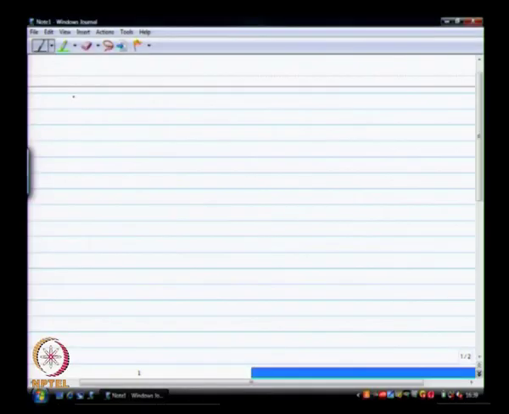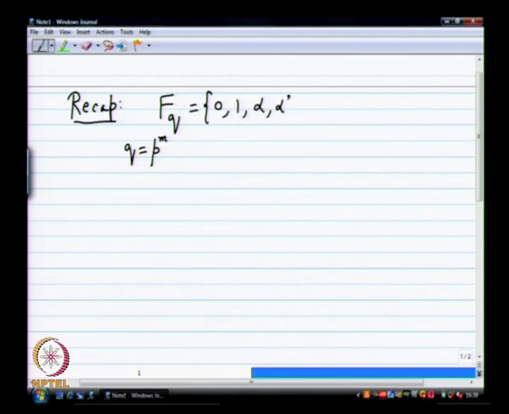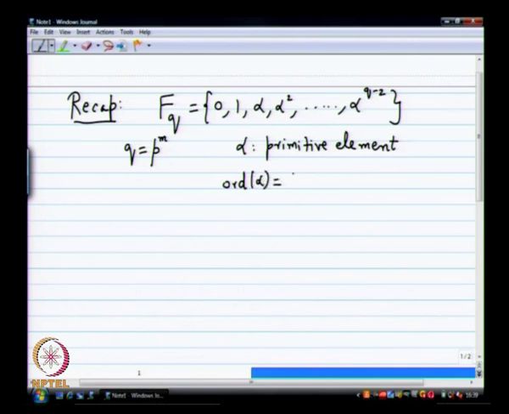So let us begin once again with the recap. Slightly longer recap. So we have been talking about this finite field with q elements. q is p to the power m, and we know it can be written as 1, alpha, alpha squared, and so on up to alpha power q minus 2. There is one primitive element, alpha, which is called the primitive element. So the multiplicative order of alpha is q minus 1, that is the property.